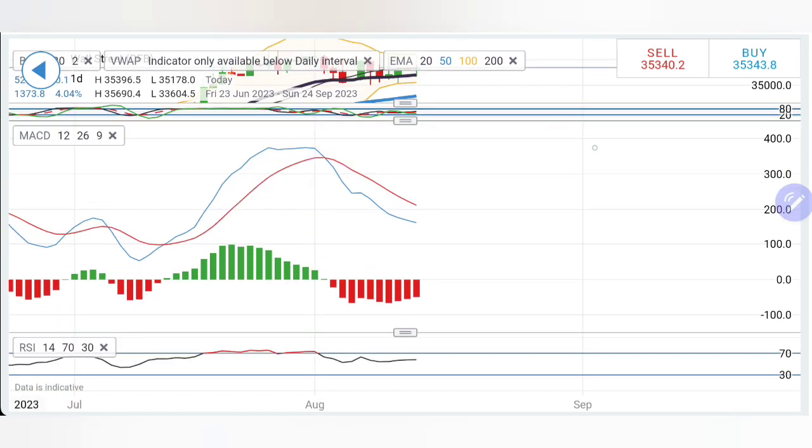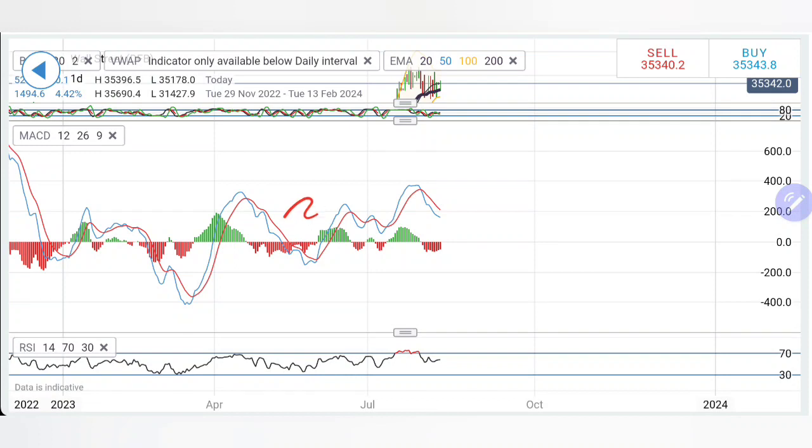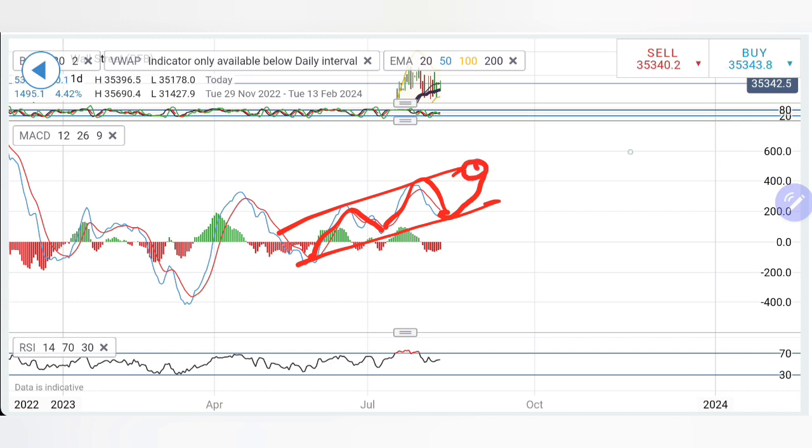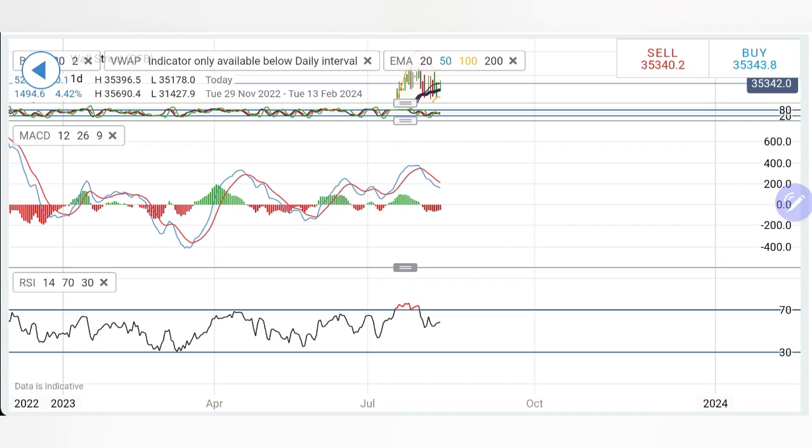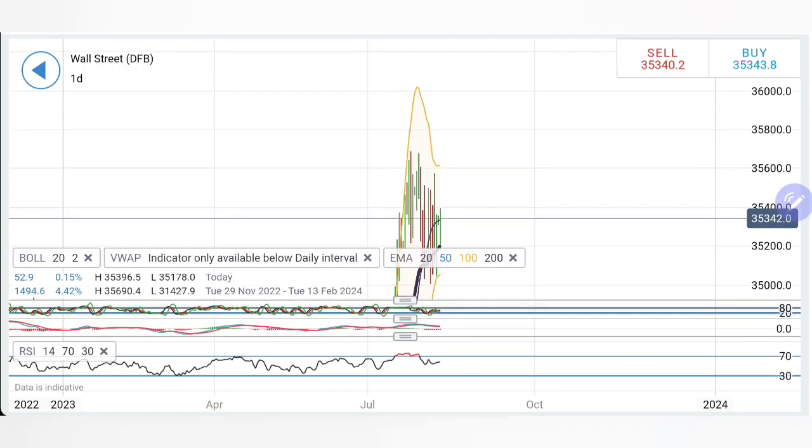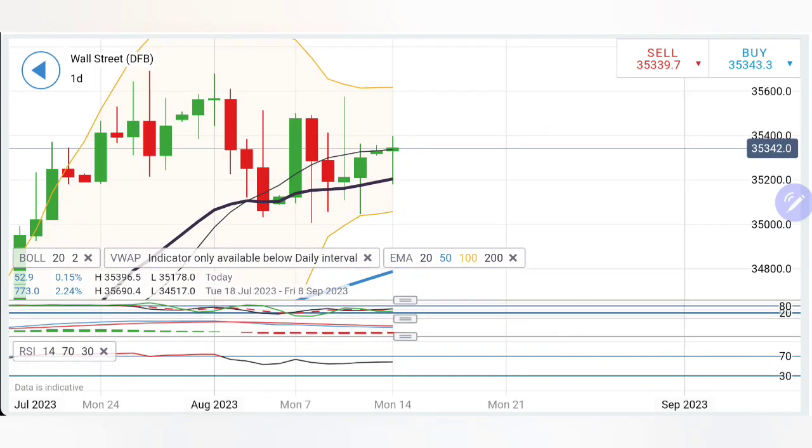Stochastic is rising here. See, MACD is trading so far with bearish, but it is trying to converge a bit. Even if it has to drop, it is trying to converge. If you look at MACD, the first wave, second wave is done, and if it reverses from here, crosses over from here, we can see bullishness in the forthcoming sessions. RSI almost flat here.